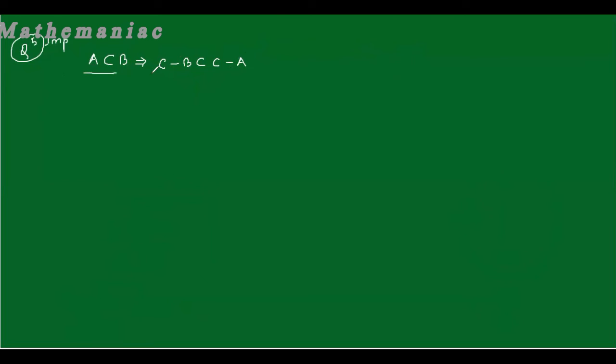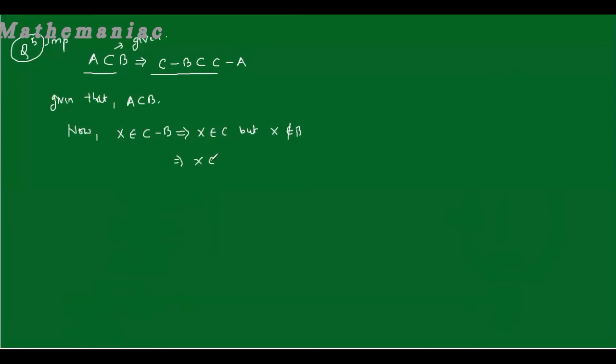Now we'll start. This implication means this is to be given, right? This is the condition which is given. So we'll start with that. Given that A is a subset of B. Now I'll start with a random element from the set C minus B. This implies from the definition that X is in C, but X does not belong to B. Very good. If X is in C, let it be in C only.